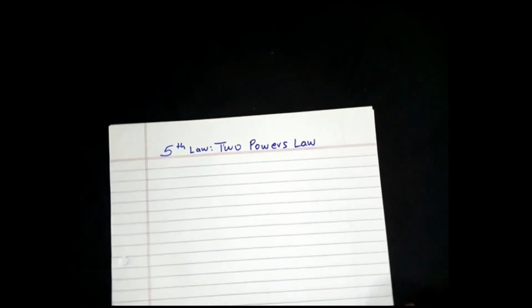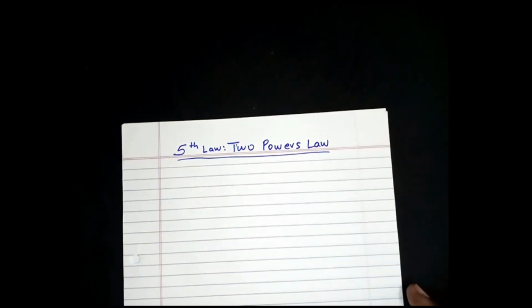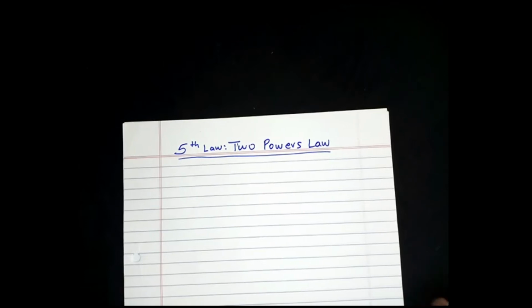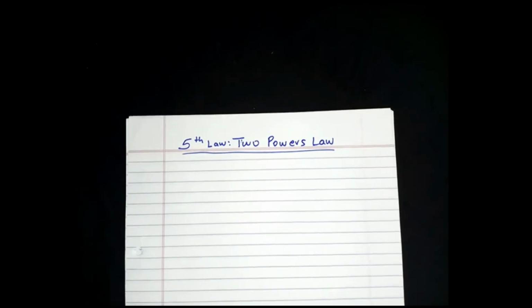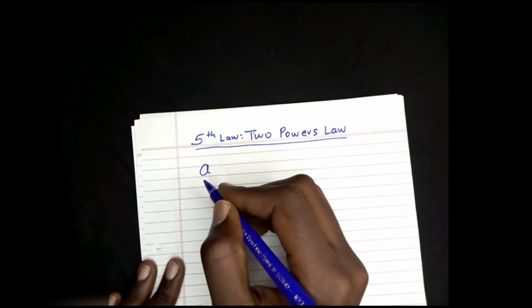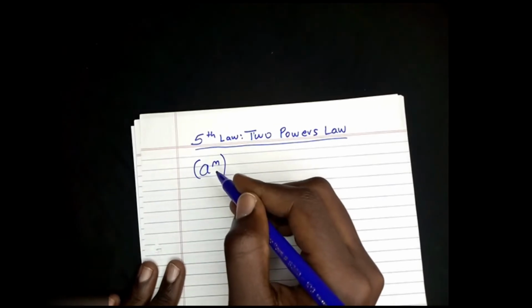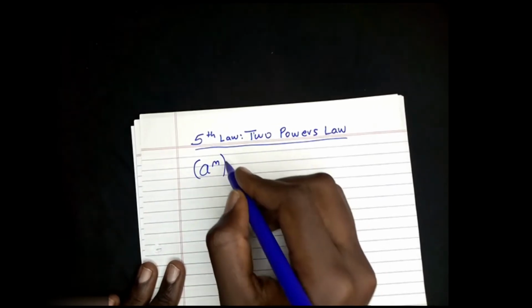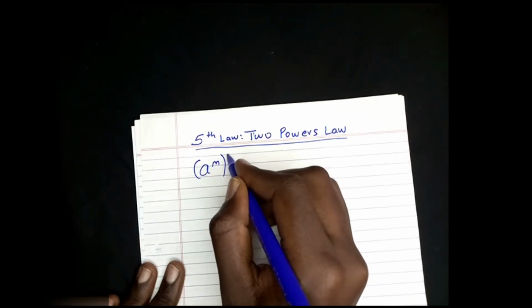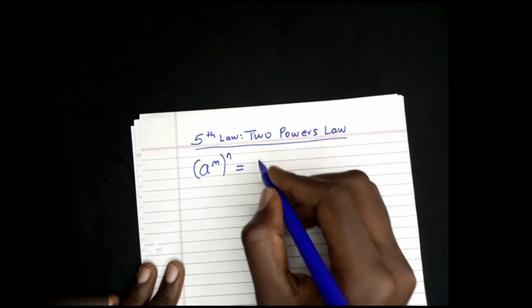And what we normally say when we are looking at the fifth law, which is the two powers law, is that if a number with a power is raised to another power, the indices are multiplied. If a number with a power, say m, is raised to another power, say n, the indices are multiplied.